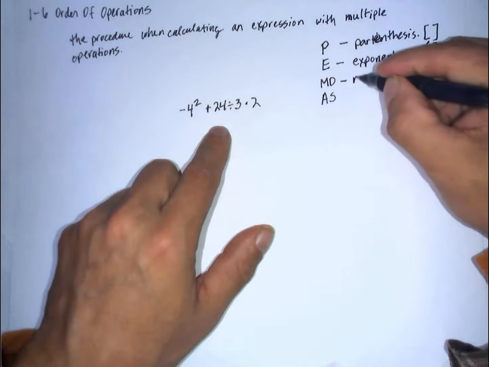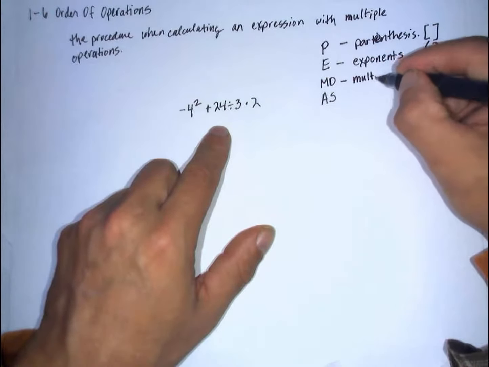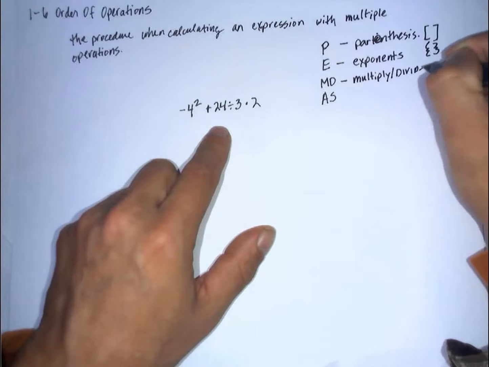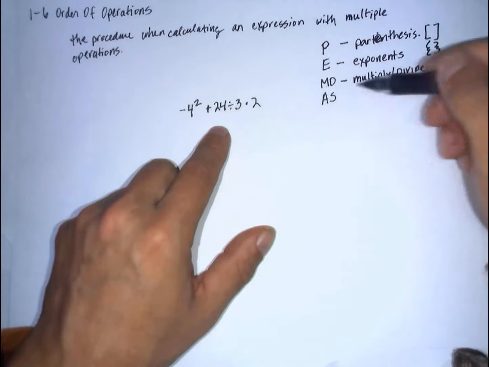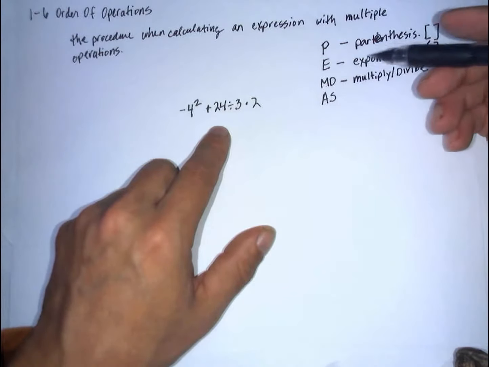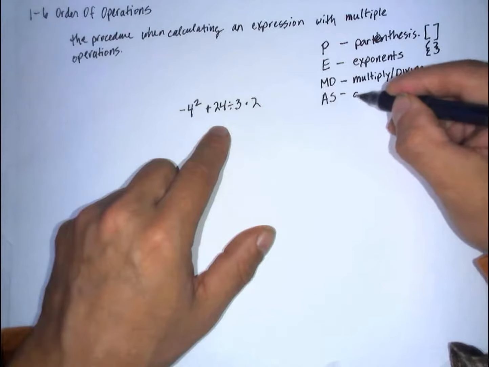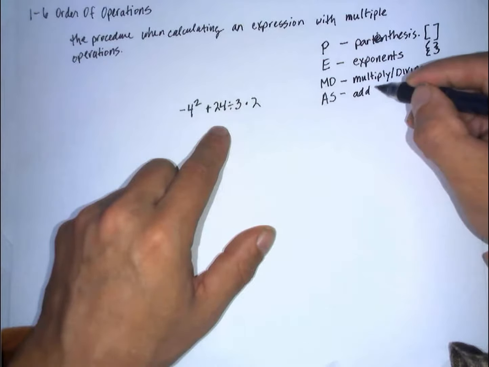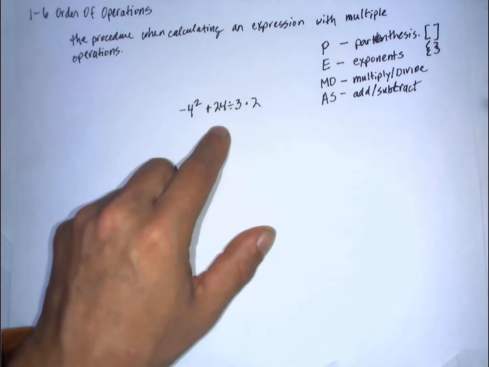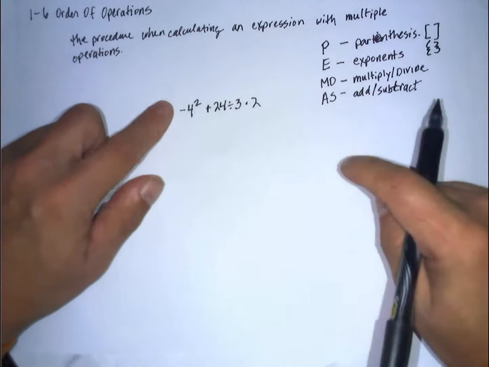Then multiply or divide from left to right. It doesn't mean do all the multiply first and then do all the divide. Multiply or divide. And then the last is add and subtract. Add or subtract. So using these rules, we're going to calculate some examples here.